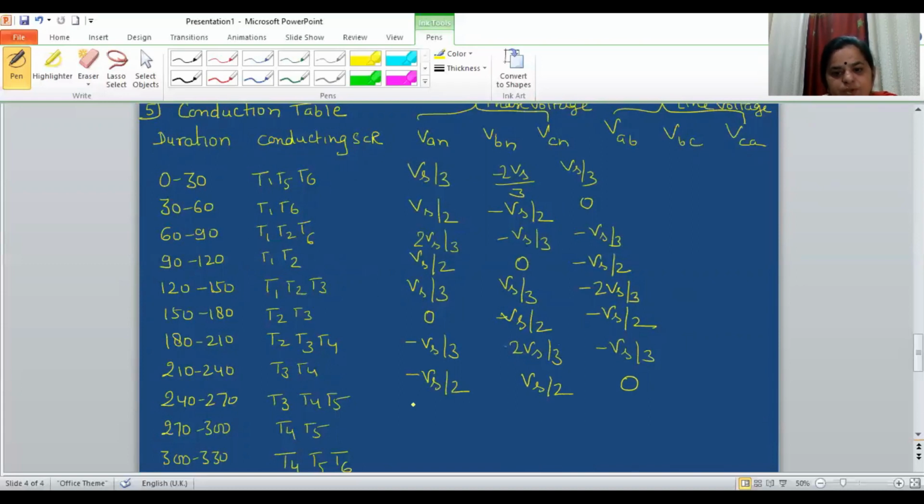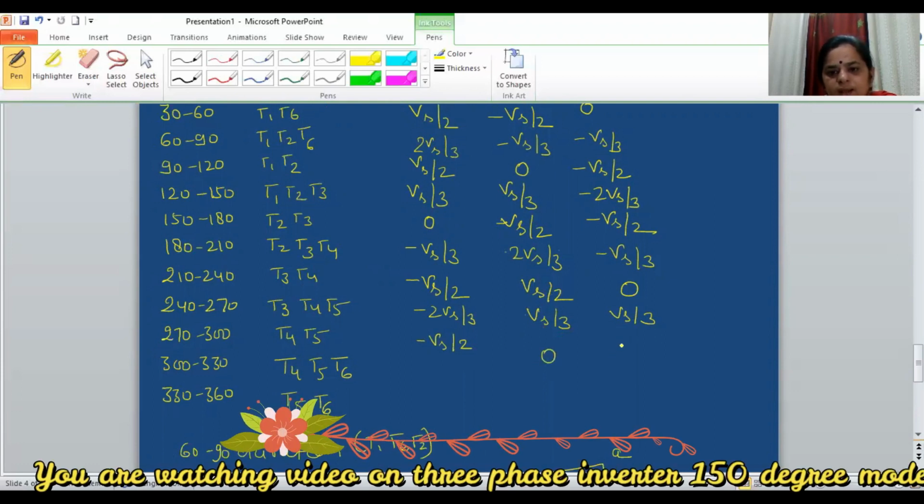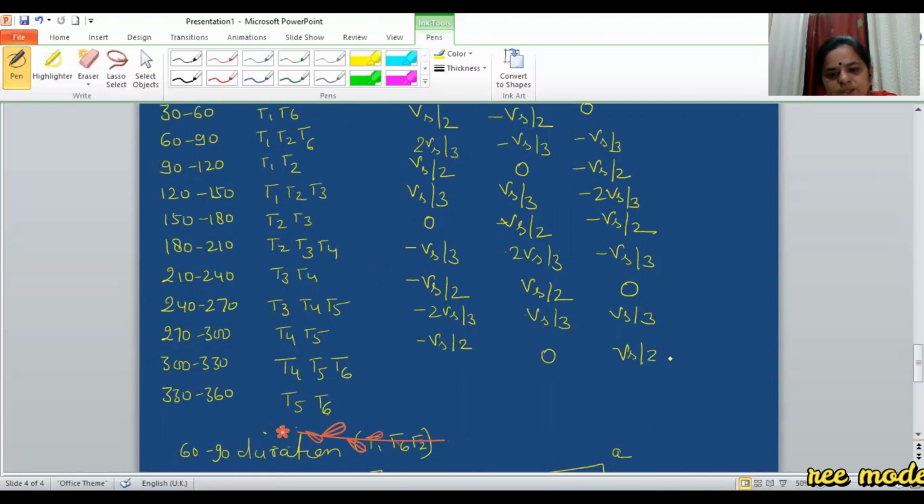When 3, 4, 5 are conducting, I am going to get minus 2 Vs by 3 here, Vs by 3 here, and Vs by 3 here. Now again, when 4, 5 are conducting, I get minus Vs by 2, here again 0, and here Vs by 2.